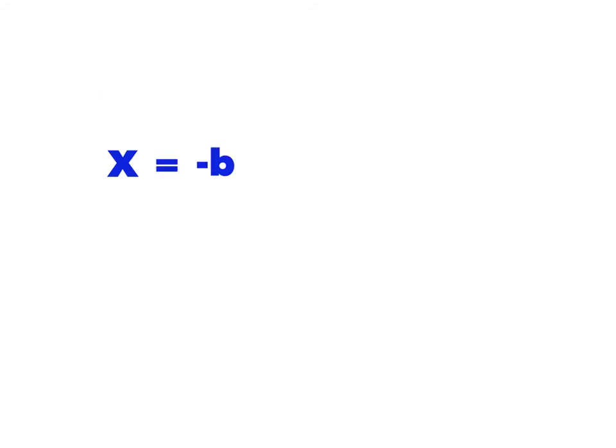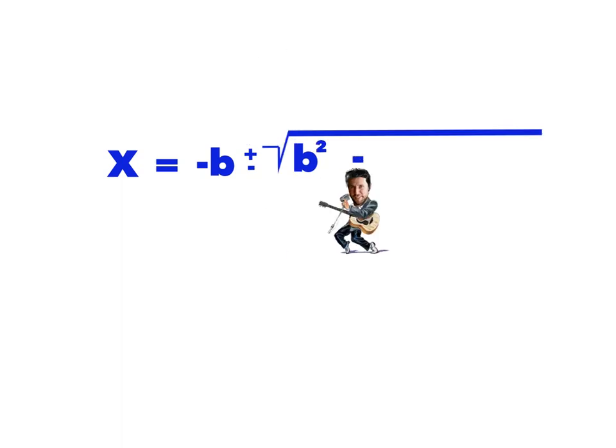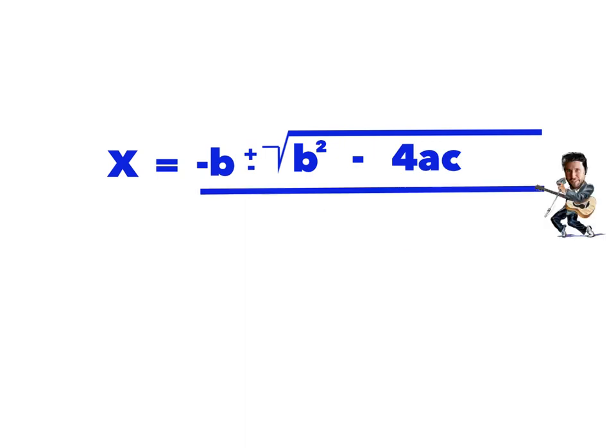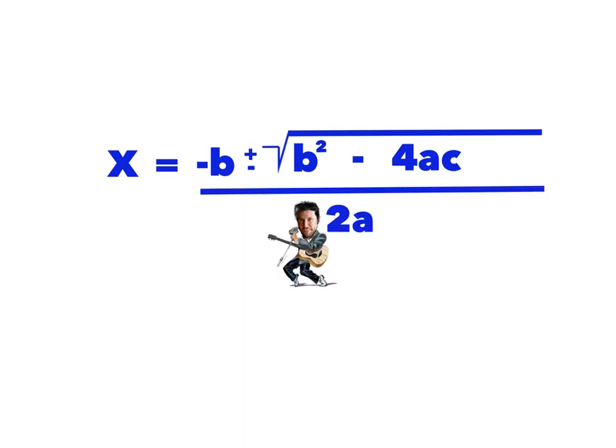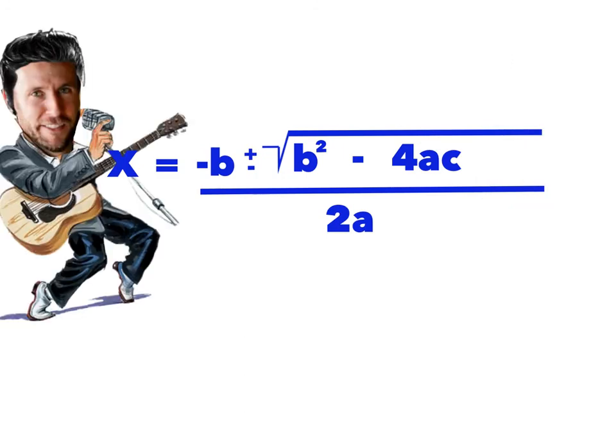X equals negative b, plus or minus the square root of b squared minus 4ac all over 2a. And that's how you find the x-intercepts from a quadratic.